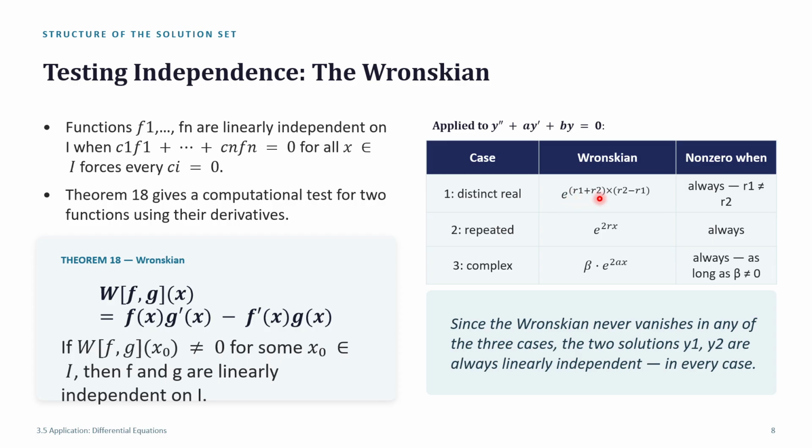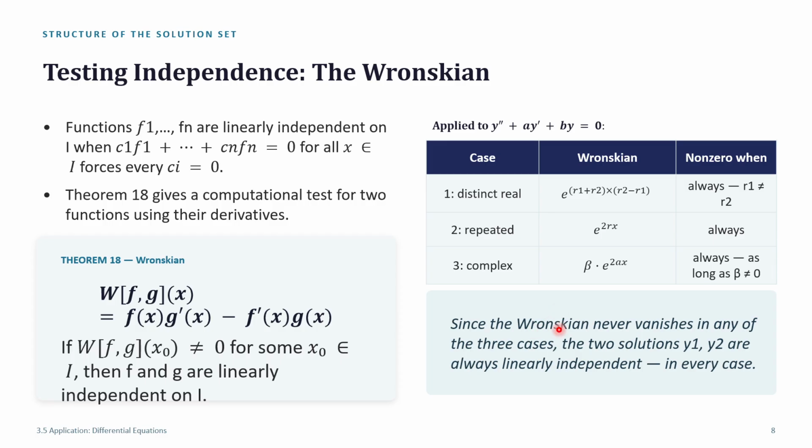So that is the distinct real, and the Wronskian is non-zero, it is always non-zero, when minus r1 is not equal to r2. So that is the distinct real. And for the repeated, we have here e raised to the power of 2rx, and it is always non-zero. And for the complex, we have here beta times e raised to the power of 2ax, and it is always non-zero as long as beta is not equal to 0.